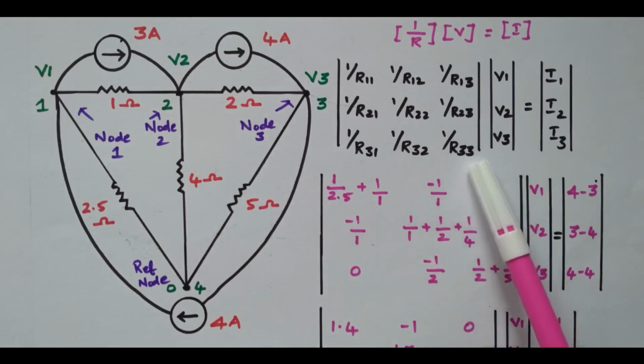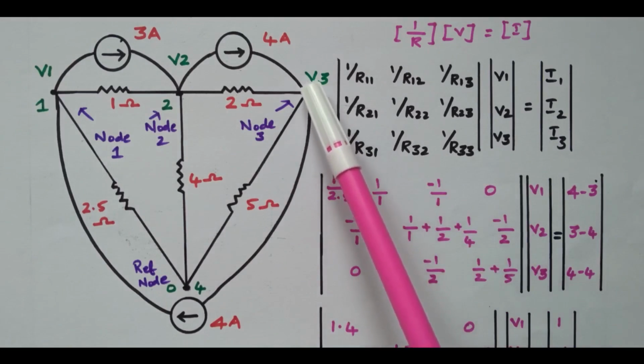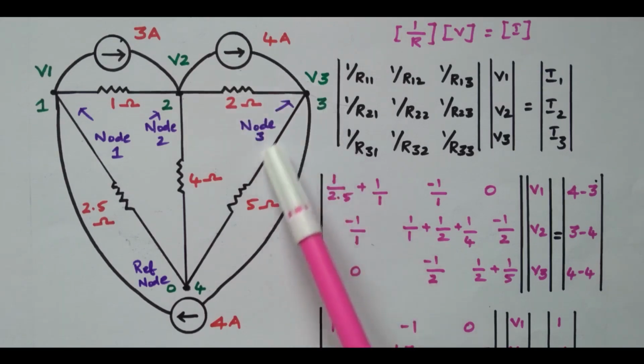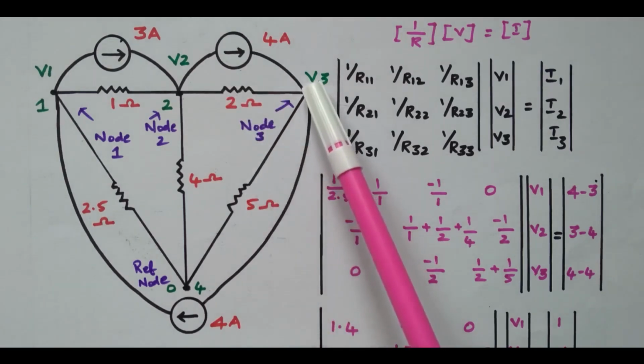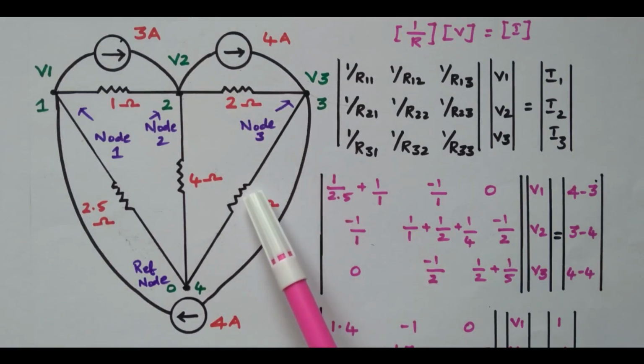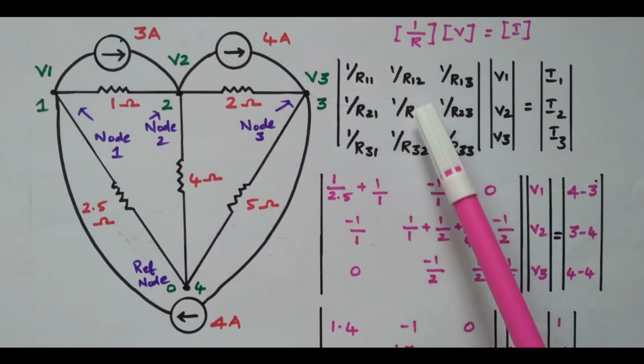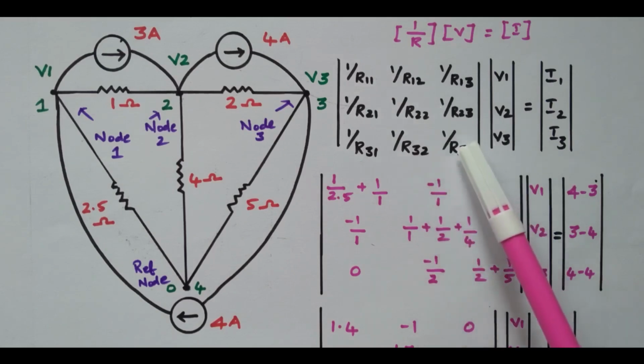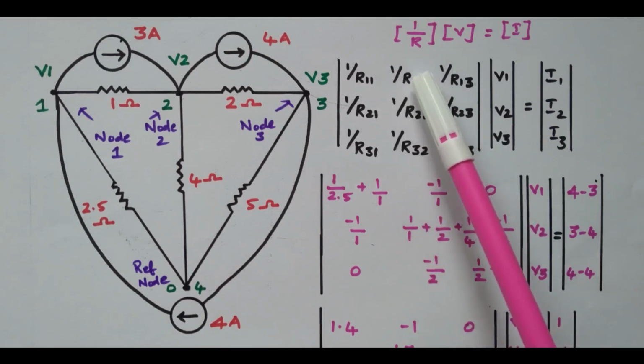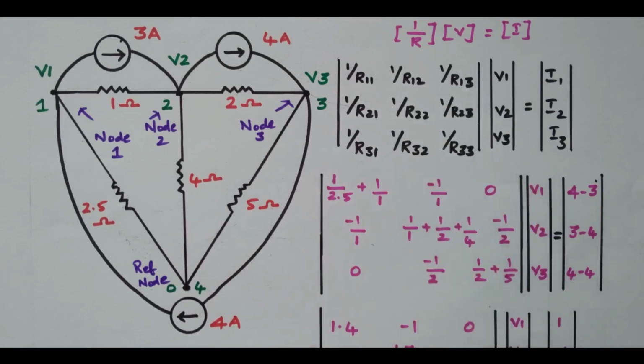Then finally R33. What is R33? The resistors connected at the third node. What are the resistors connected at the third node? These 2 ohm and 5 ohm. These 2 resistors are connected at the third node. So 1 by 2 plus 1 by 5. Now we framed the resistance matrix. R11 means the resistors connected at node 1. R22 means the resistors connected at the second node. R33 means the resistors connected at the third node. R21 means connected between the first node and the second node. Like that we need to frame. Now we'll simplify the resistance matrix.